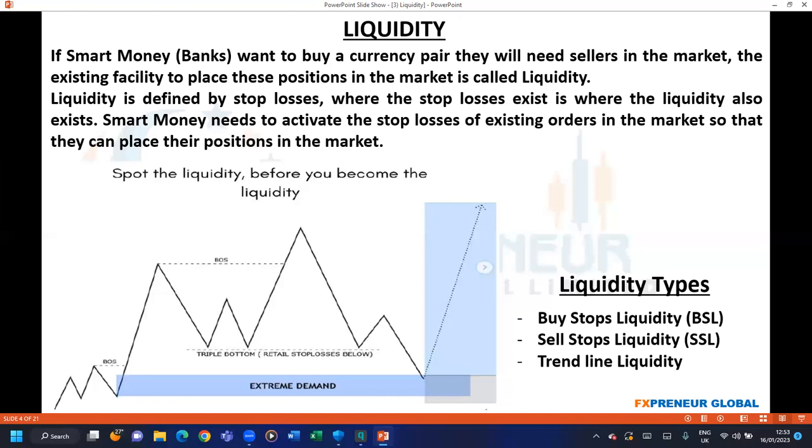And these market makers, they need to activate this liquidity before they move the market because they are targeted towards the money. Market makers, their eyes are focused where the money is. And where is this money? This money is found where you have stop losses accumulated. There are three types of liquidity: buy stop liquidity, sell stop liquidity, trend line liquidity.